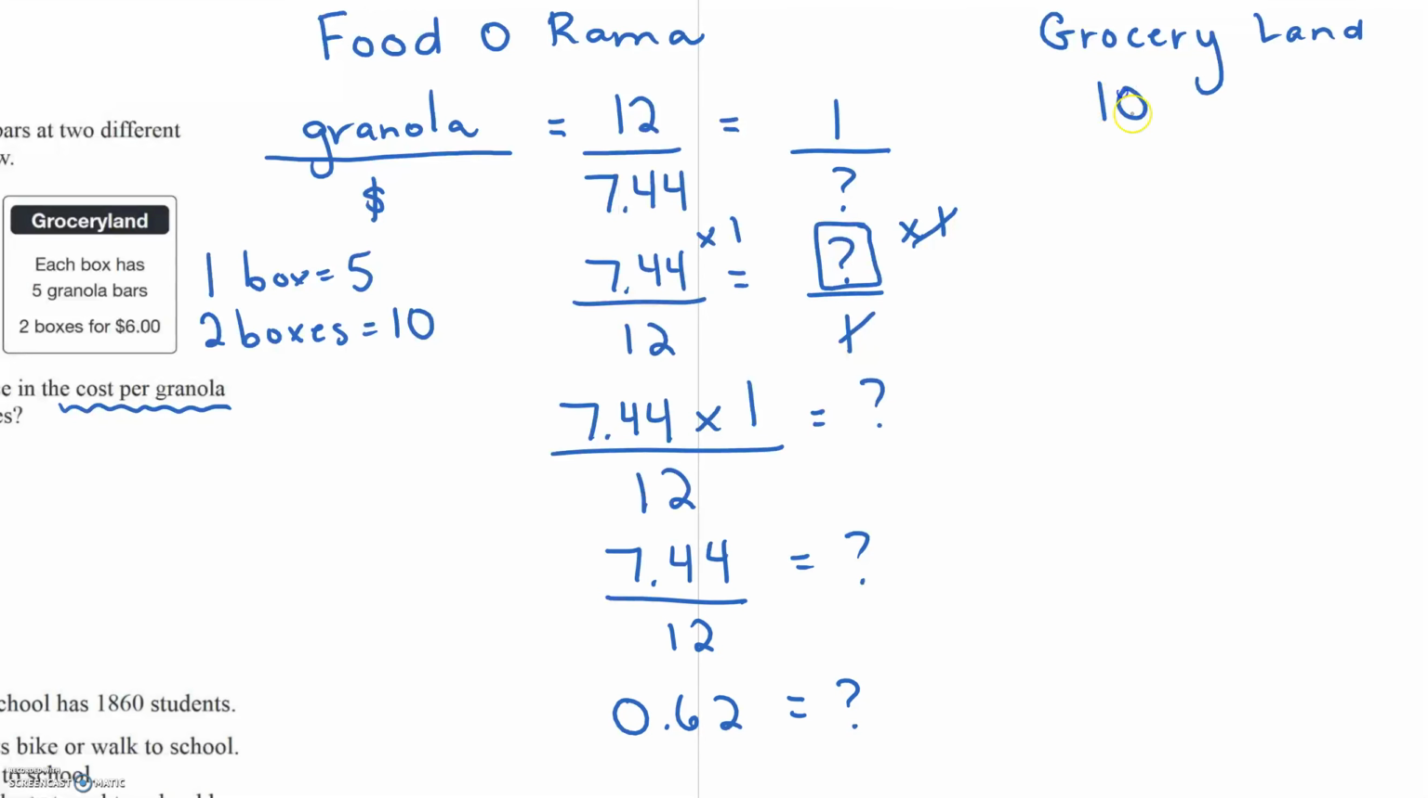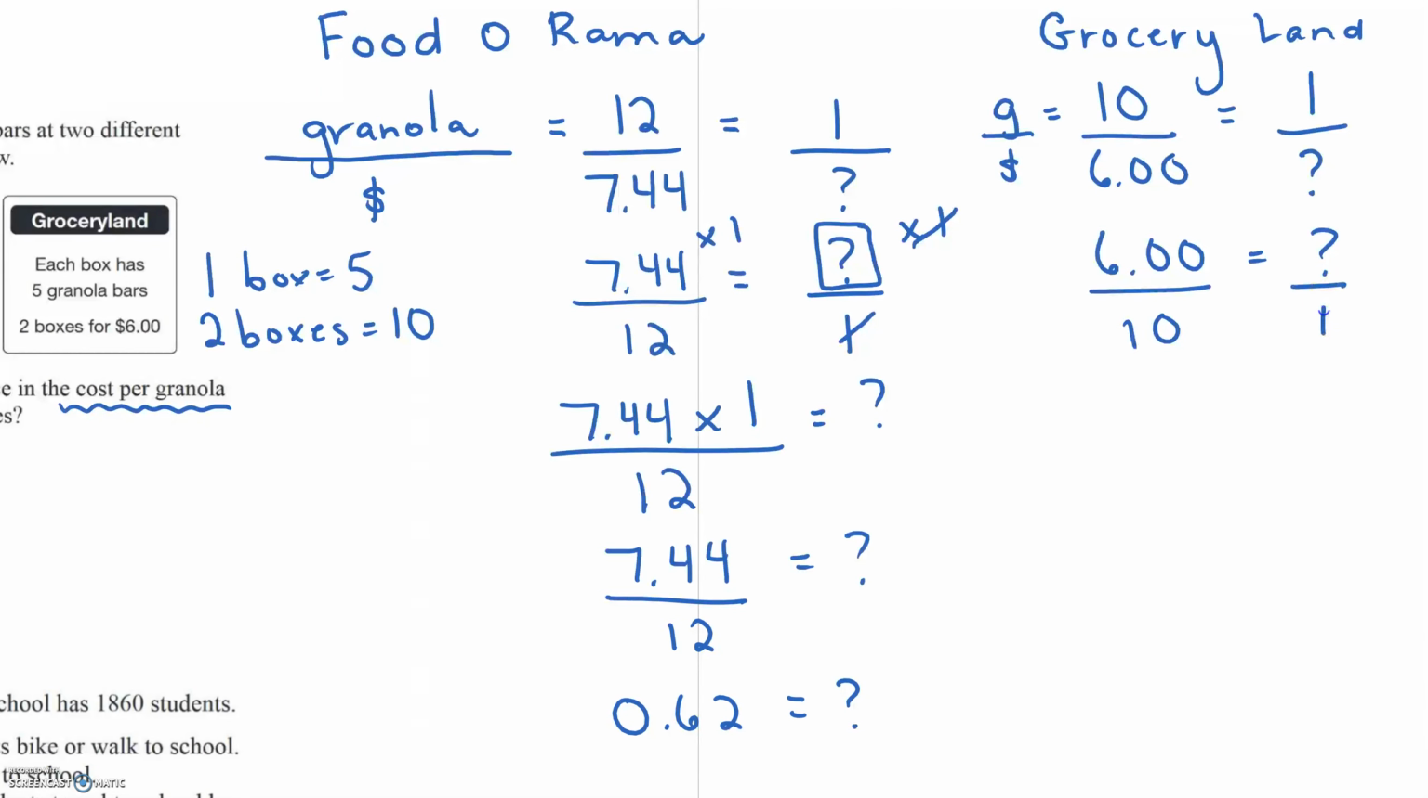So we're going to put the 10 at the top because granola bars, I'll just do it this way, just to show you real quick. Okay. Granola bars goes at the top. And the cost for 2 boxes, which is 10 granola bars, is $6. Okay. And we want to find the cost, so we put the question mark at the bottom again, for one granola bar. So in this case here, I'm going to flip both fractions again.